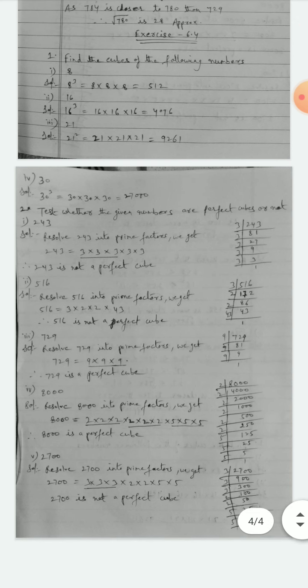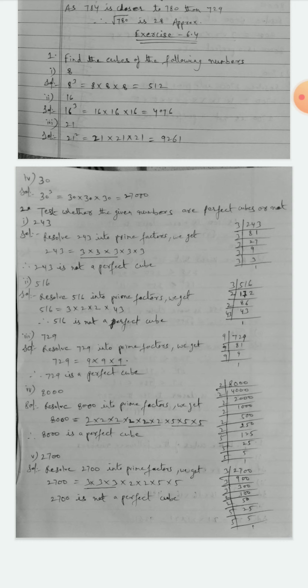Second, 516. Resolve 516 into prime factors. We get 516 is equal to 3 into 2 into 2 into 43. Here 3 and 43 are not in triplets. Therefore 516 is not a perfect cube. Third one, 729. Resolve 729 into prime factors. We get 729 is equal to 9 into 9 into 9. So 729 is a perfect cube.